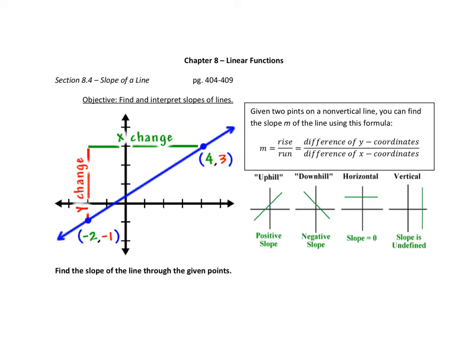Okay, section 8.4 is where we're going to get into what we call the slope of a line. The slope of the line can tell you a lot of things about a line. You may have noticed in all the lines that we've been graphing recently, some of them seem to slope uphill, which is what we call a positive slope. Some of them seem to slope downhill, which is what we call a negative slope. And then we talked about the horizontal ones and then the vertical ones.